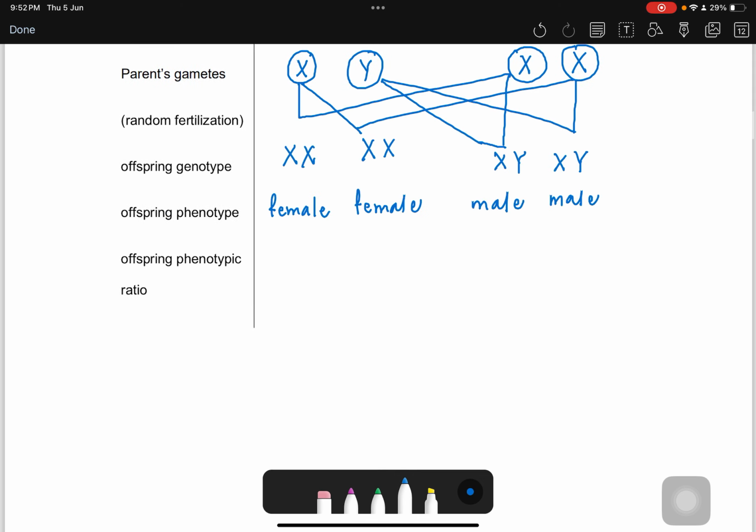So over here, what is the offspring phenotypic ratio? It is 1 female to 1 male. The genotypic ratio is missing, which you must include in your genetic cross diagram. So the offspring genotype is 1 female, double X, to 1 male. This is how we derive that there's a 50% chance of having a male and 50% chance of having a female.